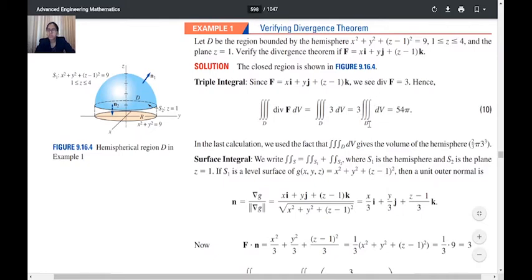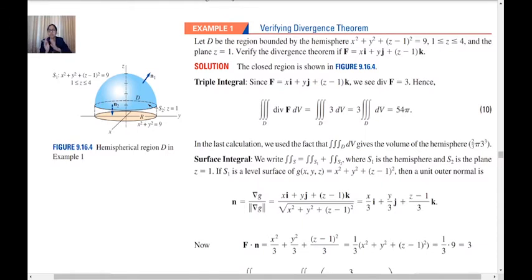And the volume of the hemisphere is given by 2/3 π r cubed, where r is the radius. Here the hemisphere has radius 3. So the volume of the hemisphere is 2/3 π r³, that is 2/3 into π into 3 cubed, and 3 times that volume is 54π. Okay, so this is our right hand side, 54π.